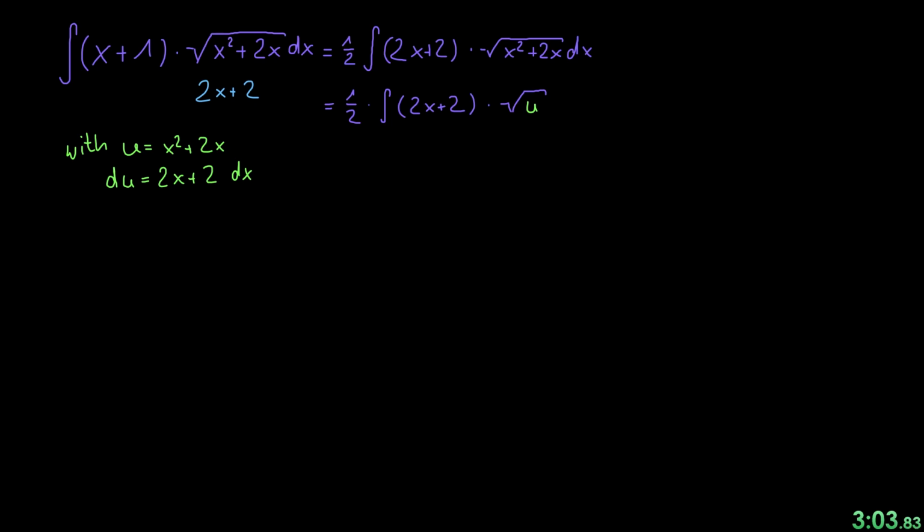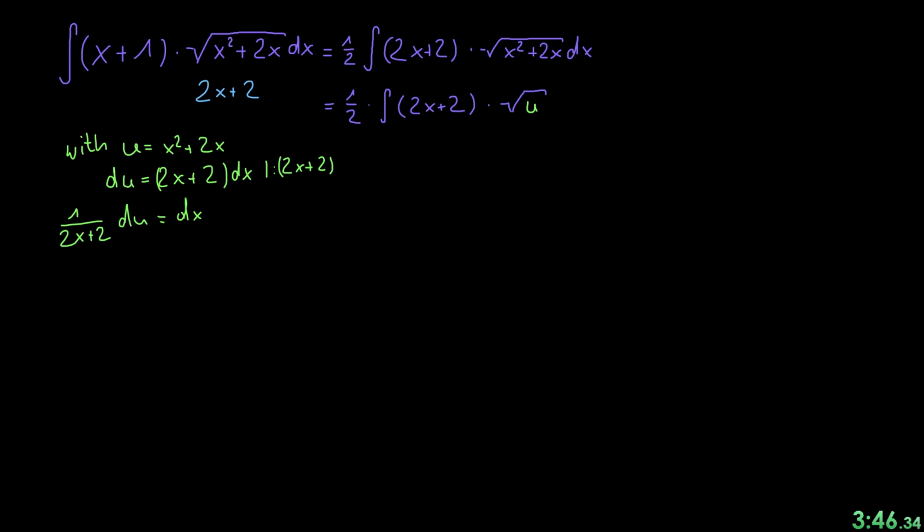But what am I going to do now? I'm not going to put down the dx or du right away. What I will do is take this part here and solve it for dx, so I can actually substitute this dx properly. What I need to do is divide both sides by 2x plus 2. What I end up with is 1 over 2x plus 2 du is equal to dx. And now I'm going to finally substitute it in.